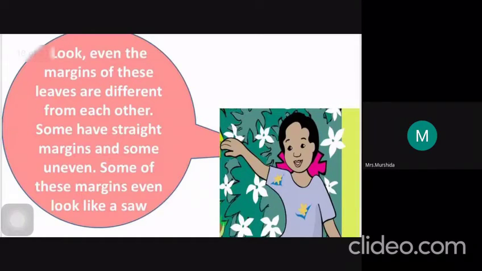Okay, and do you know what a saw is? It's a tool with so many teeth which is used to cut metal or wood. So some leaves had a margin with teeth like that, so Shabnam told that some margins of the leaves even looked like a saw.